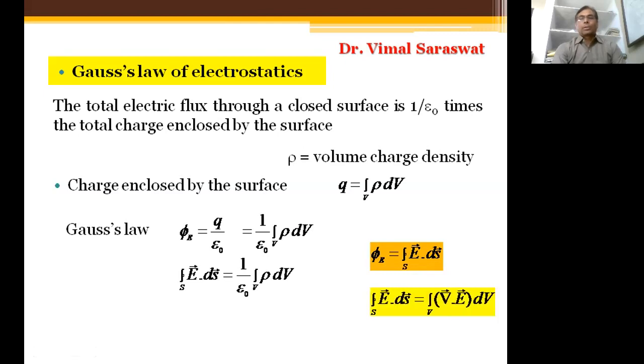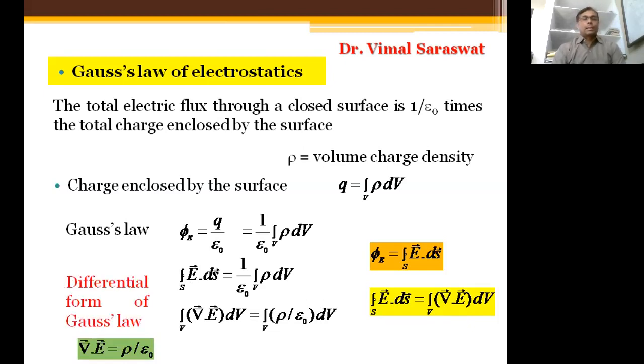But according to the divergence theorem, the surface integration can be changed into volume integration. So surface integral E dot ds is equal to volume integration del dot E dV. Now we replace surface integration E dot ds in this equation. So volume integration del dot E dV is equal to volume integration rho upon epsilon naught dV. Now we have volume integration on either side, so these can be cancelled out, and hence we get del dot E is equal to rho by epsilon naught, or divergence E is equal to rho upon epsilon naught.